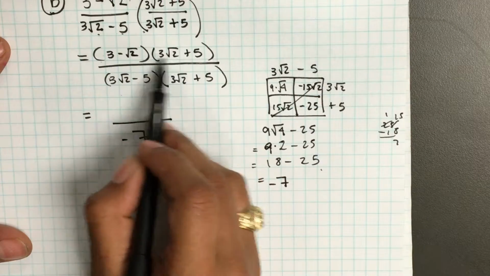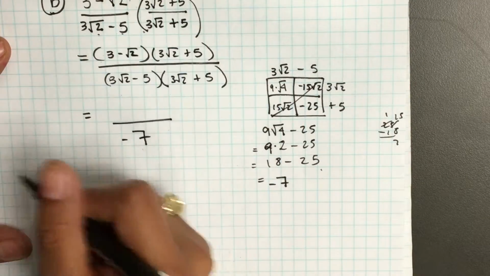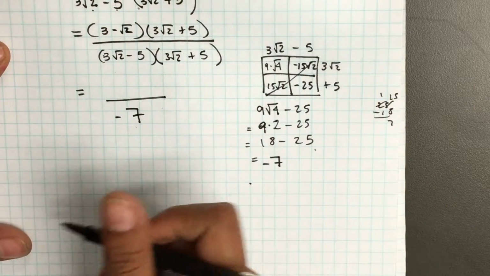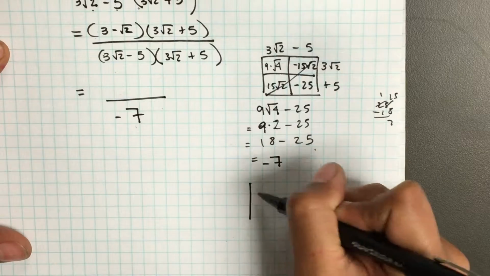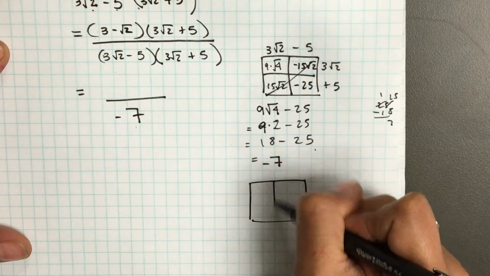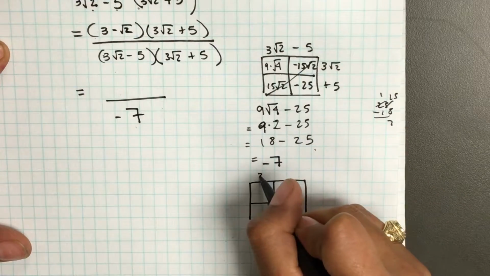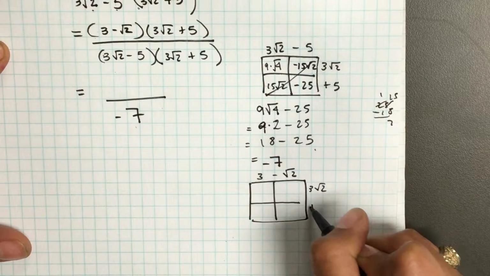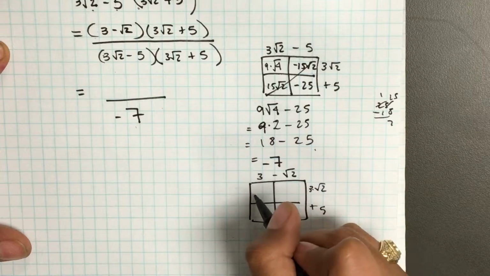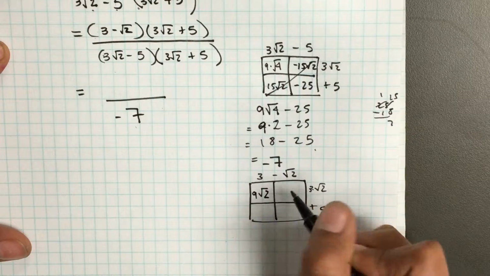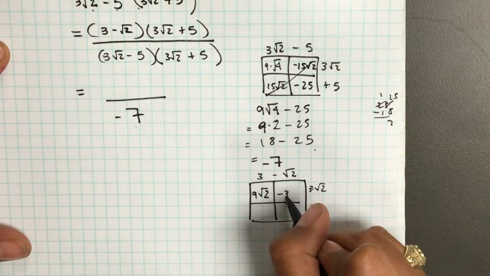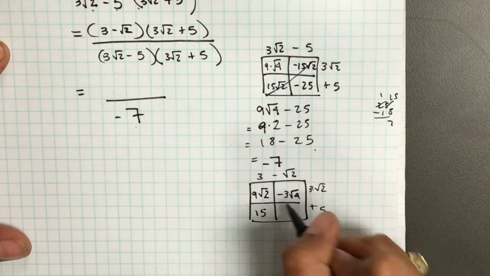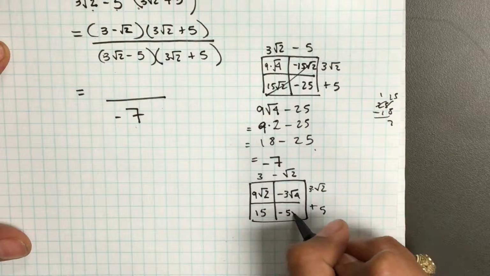Now we would multiply the numerator. There are many strategies, but I'm going to show my work here. So now I'm multiplying the numerator, 3 minus root 2, and then 3 root 2 plus 5. So this will give us 9 root 2, minus 3 root 4, 15, and then minus 5 root 2.